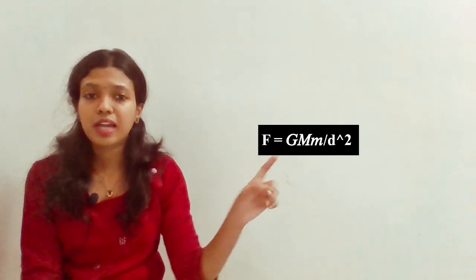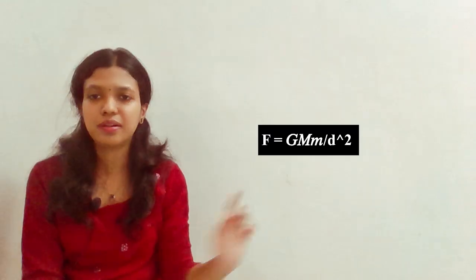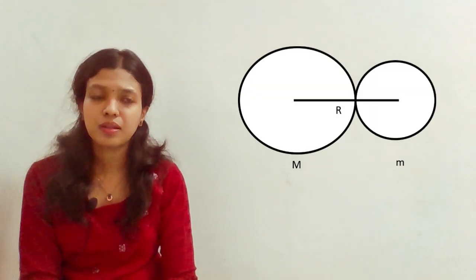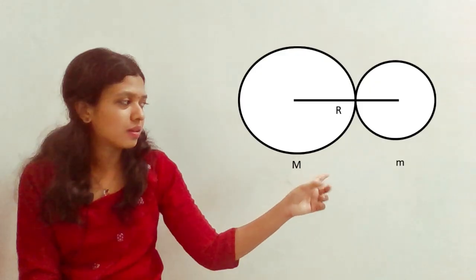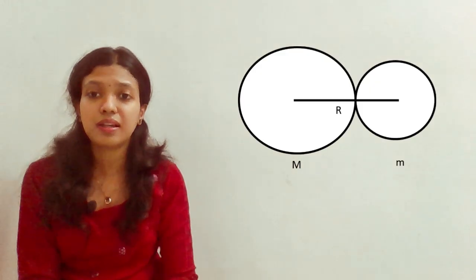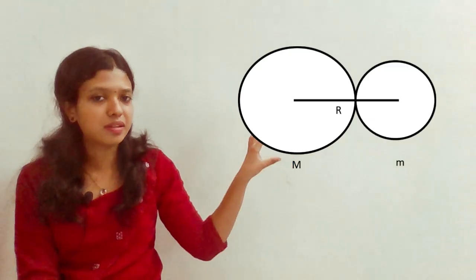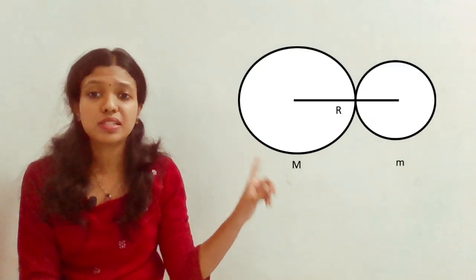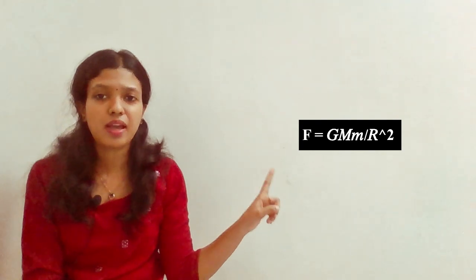Now let us find the expression for g, acceleration due to gravity. For that we need the universal law of gravitation that we already know, F is equal to G M m by d square. Let us consider two objects. Here the object of mass M is the earth, and there is an object of small m mass, and the distance between them is r. According to the universal law of gravitation, the force between them is F is equal to G M m by r square, right?